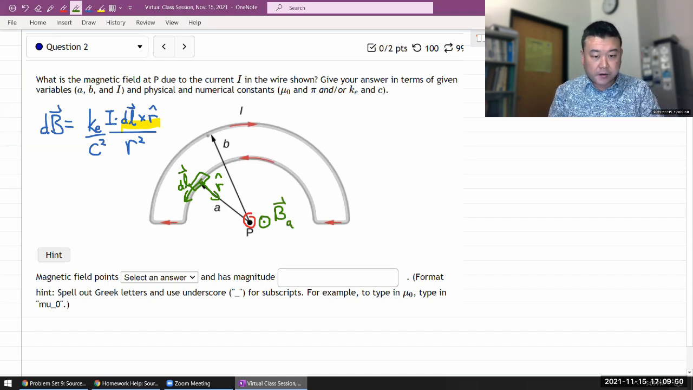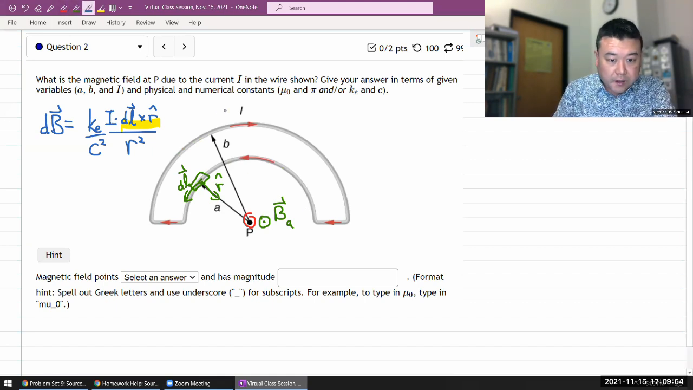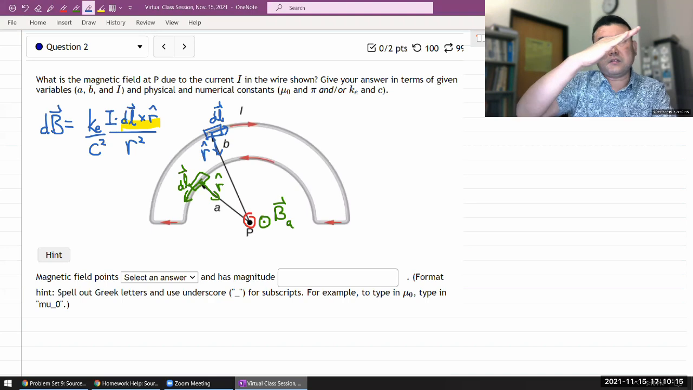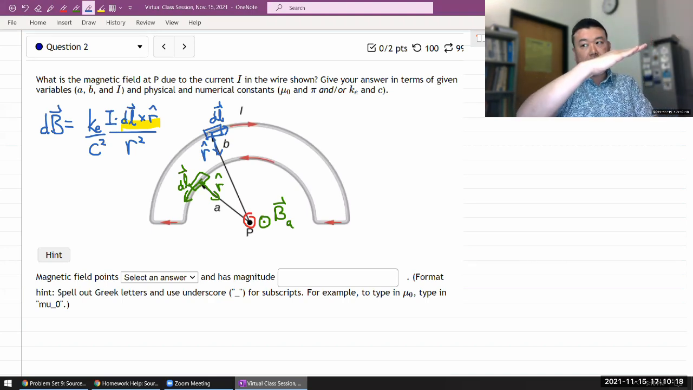Now, when you look at the outer loop, it goes the other way because your direction of dl now goes clockwise, and our r hat is still pointing inward. So my hand points right-ish, and this is how my hand is oriented so that I can bend my fingers towards the center of the circle, and then my thumb points into the screen.